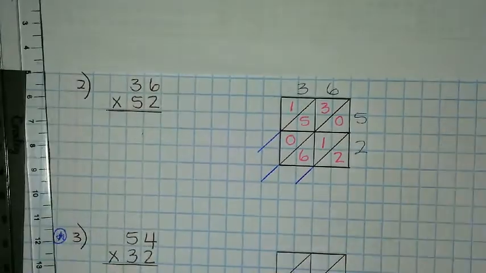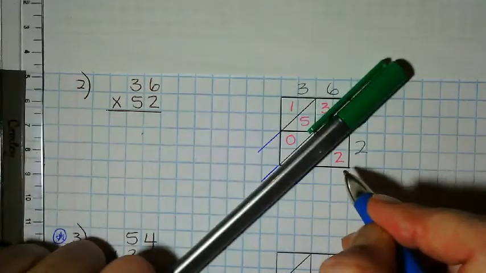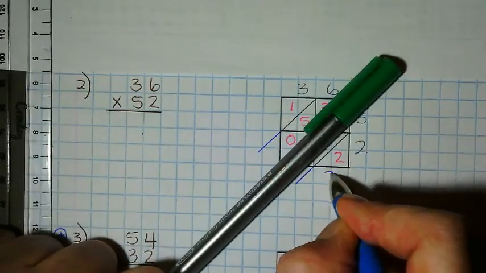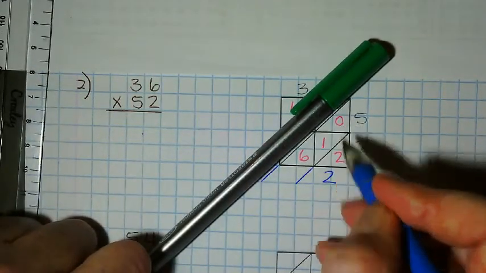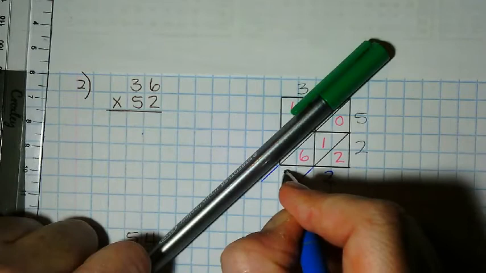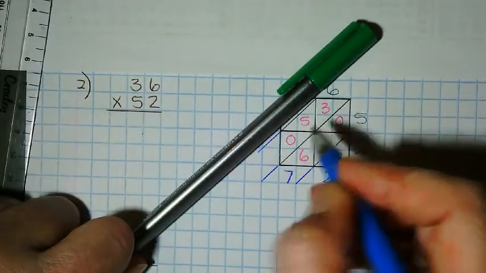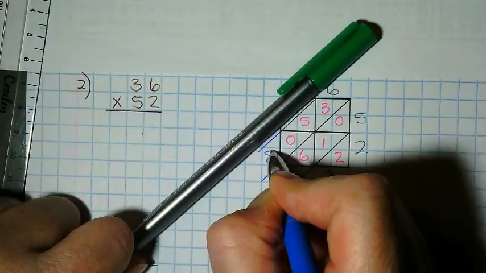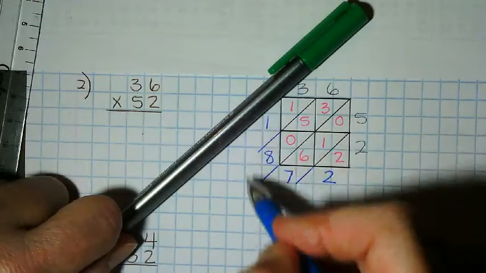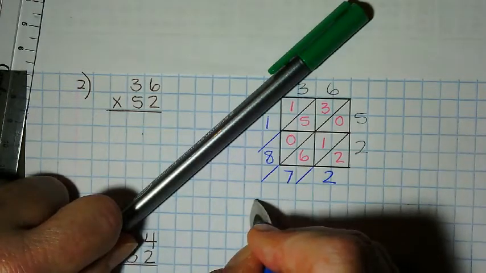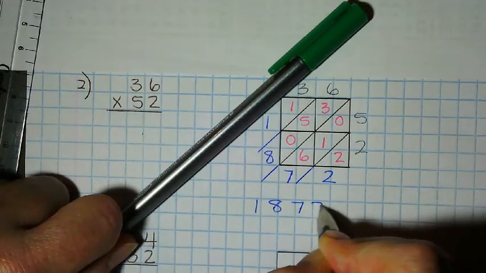Okay, now we add everything that's in the diagonals. So we're going to do the 2. Then we look at the next one. 6 plus 1 plus 0, so that's going to be 7. And then the 5 and the 0 and the 3, that will give me an 8. And then the last diagonal is a 1. So now if I write it there at the bottom, it's going to be 1872.